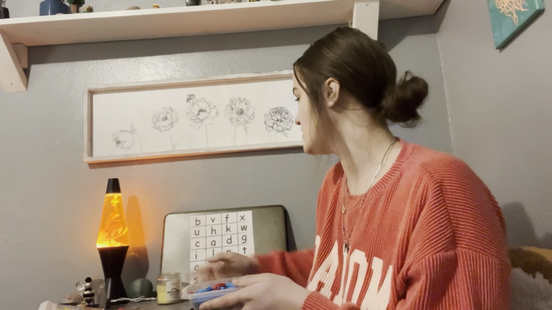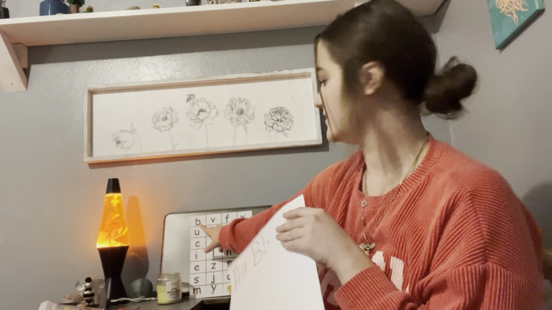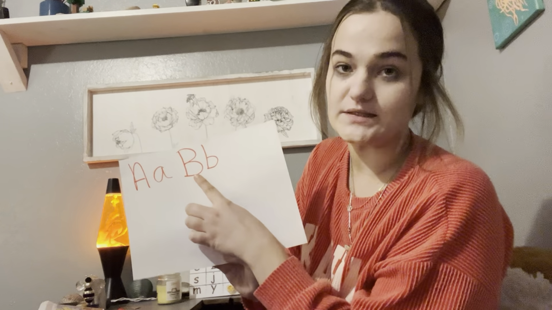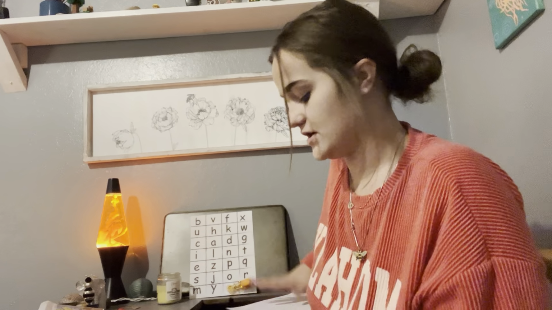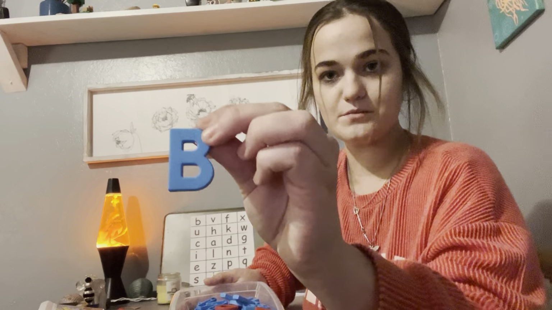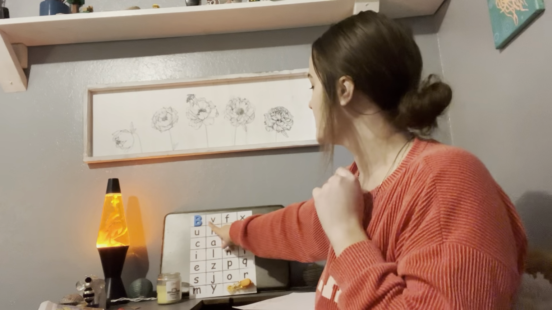So our first one is a lowercase b. I dropped my paper. We said that this is what a lowercase b looks like, right? And this is what the uppercase B looks like. So we need to find the uppercase B in our magnets. We're going to look in our magnet box. Oh, found it. There's our B, right? And then we're going to stick our B on our lowercase b. Now we're going to go to our next one.